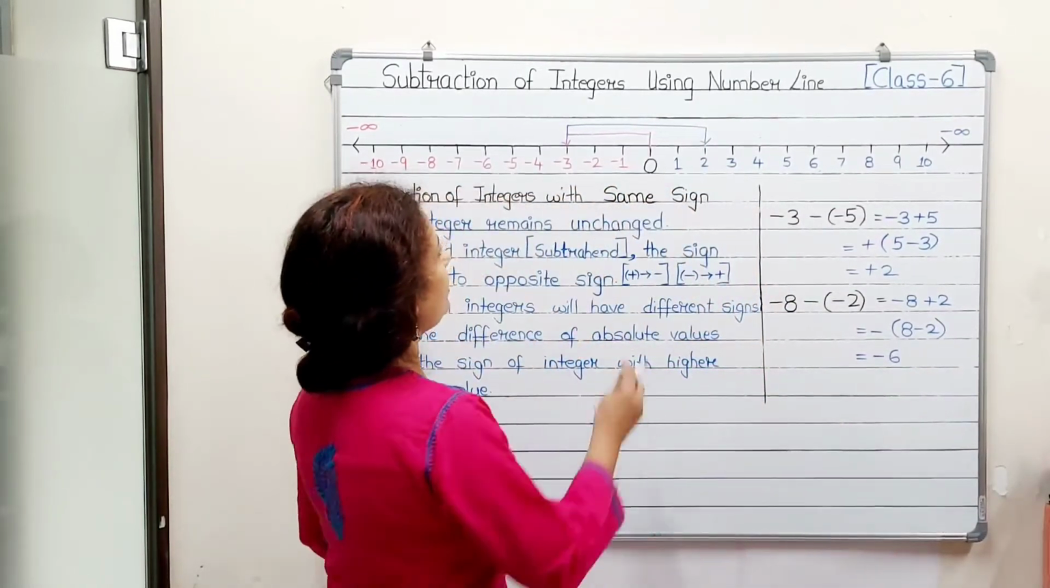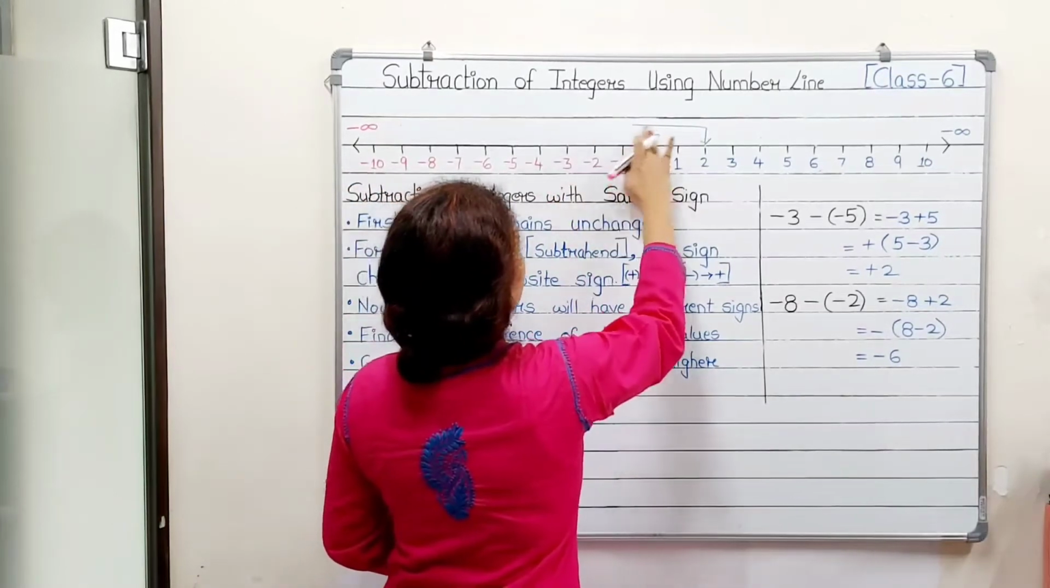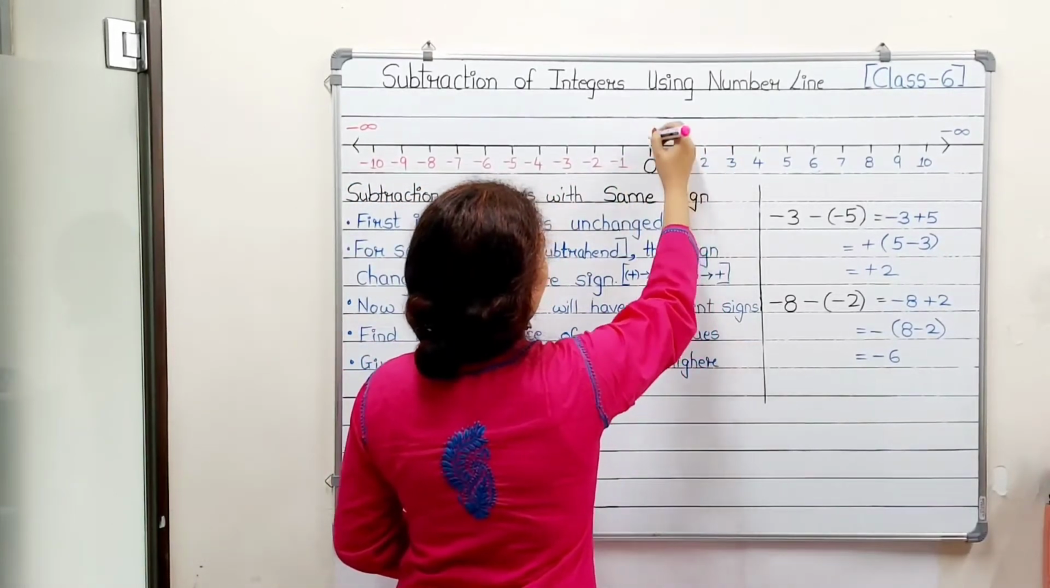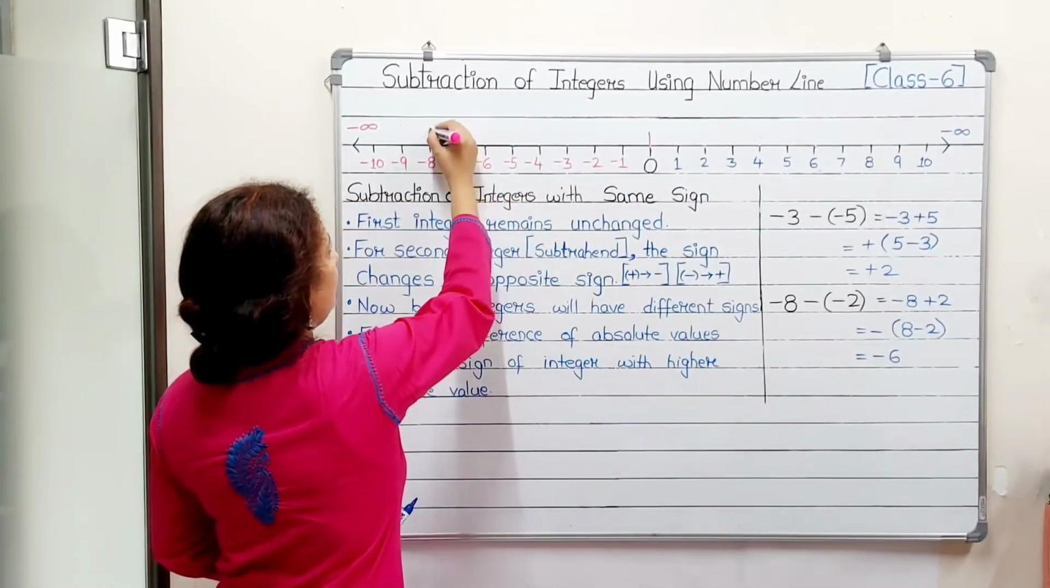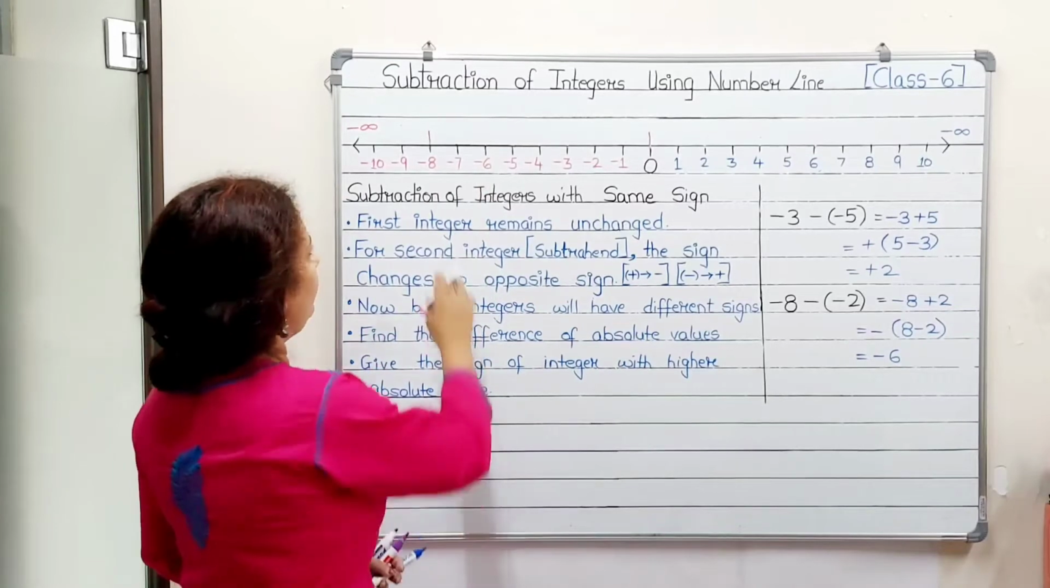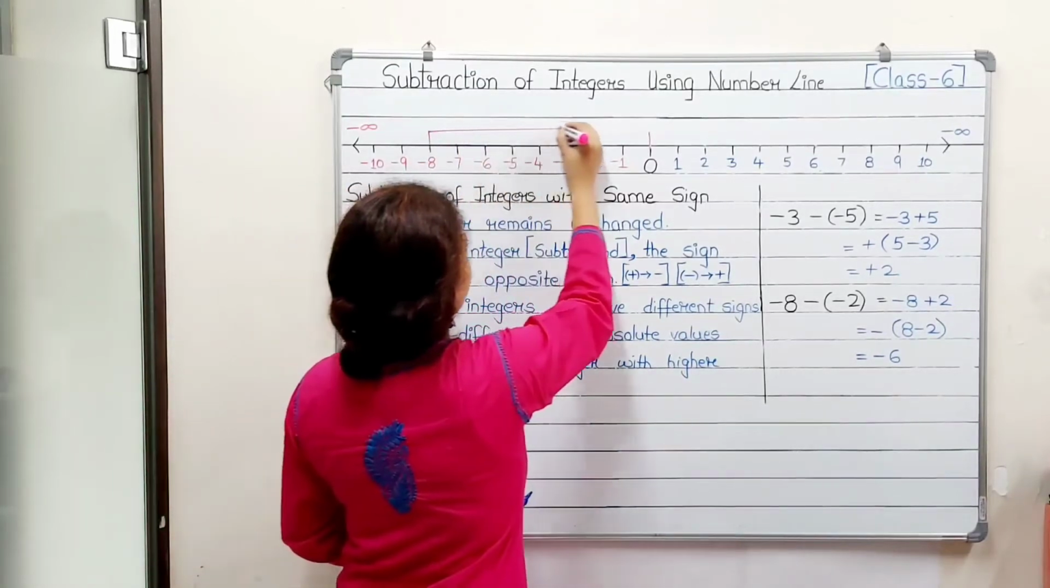So for marking it on the number line, first we will start from 0 and first number is negative. So we will mark, moving to the left hand side, we will mark -8.